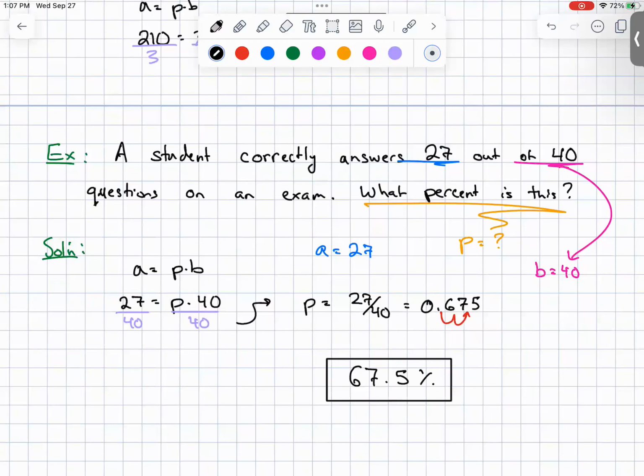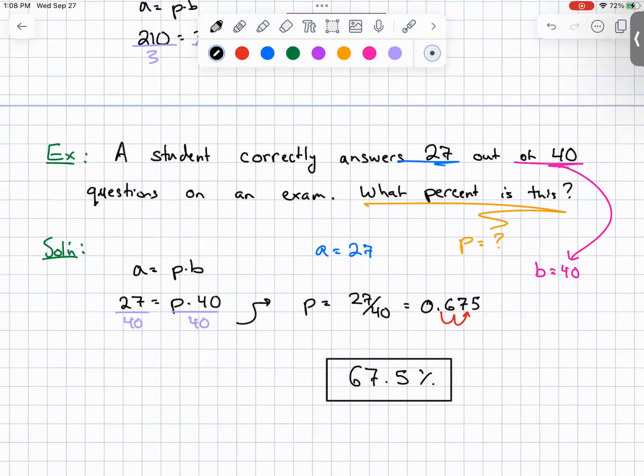Now, in practice, by the way, if this type of problem shows up on the homework, you can absolutely just do 27 divided by 40. That's the fast way to do it. But this is the reason why it works. Why that's what we do. Any questions on that?